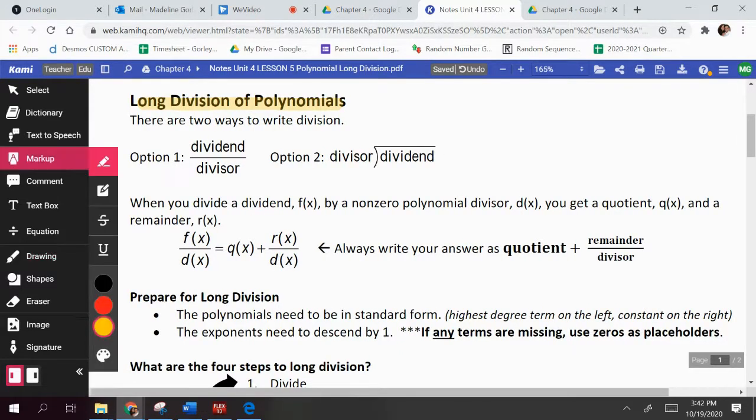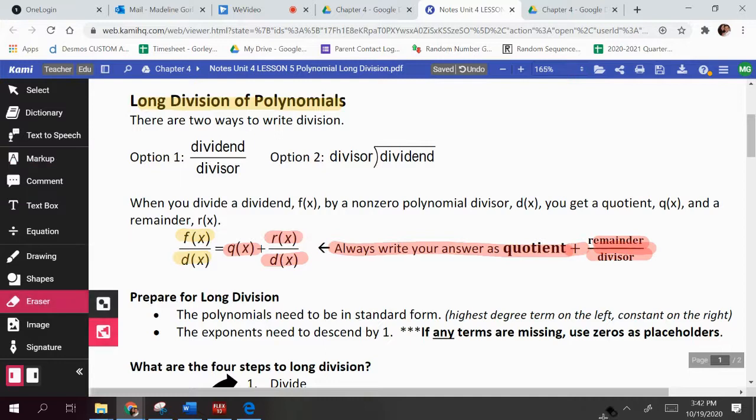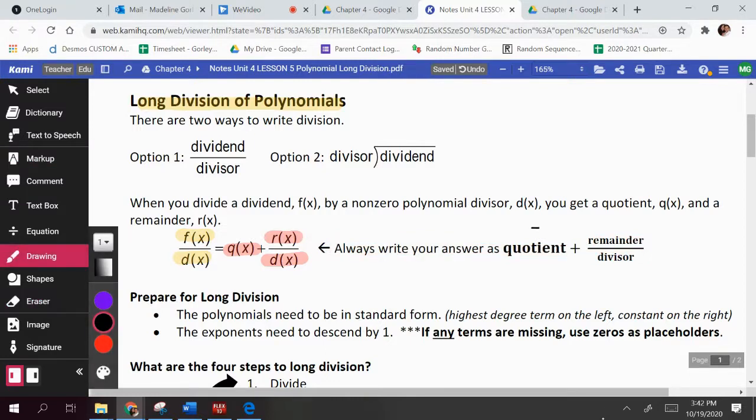So again, if I take a function and divide it by the divisor, my answer is always going to be written as quotient plus remainder over divisor. You always write your answer as quotient plus remainder over divisor. Just keep that in mind. You might want to box that, star that. We're going to be writing all of our answers in this form.